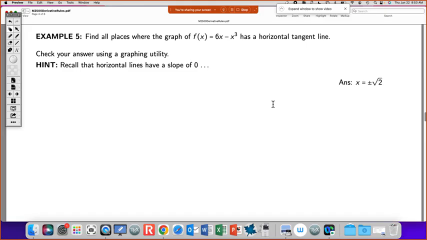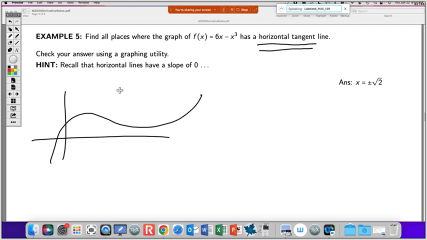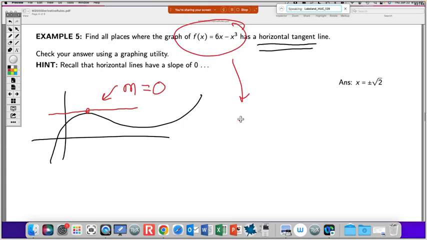All right, example 5: find all places where the graph of f of x equals 6x minus x cubed has a horizontal tangent line. If I have a horizontal tangent line, then that means the slope there is what? 0. So this is just another way of asking to solve where the derivative equals 0.